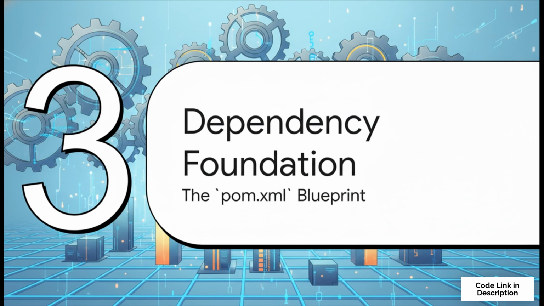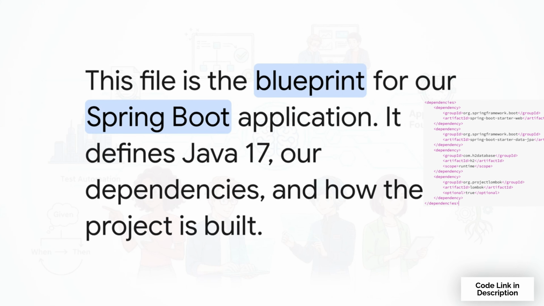We'll begin with the foundation of any Maven project, the POM XML file. This is what defines all of our project's dependencies. And here it is. This is the complete POM XML for our little Spring Boot application. Think of it as the project's blueprint. It sets up our Java version and brings in all the necessary libraries we're going to need to get our web app off the ground.